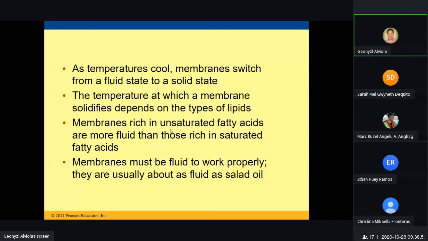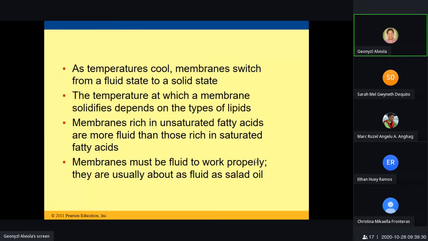So membranes rich in unsaturated fatty acids are more fluid than those rich in saturated fatty acids. So if the membrane is rich in unsaturated fatty acids, it is more fluid than those rich in saturated fatty acids. If the membrane contains unsaturated fatty acids, the characteristics of the cell become more fluid. Then membranes must be fluid to work properly.